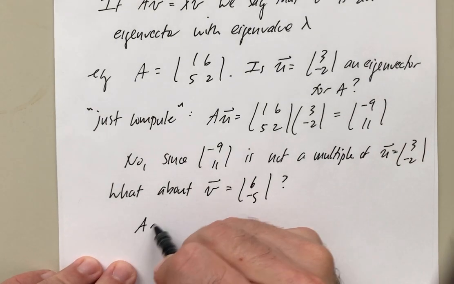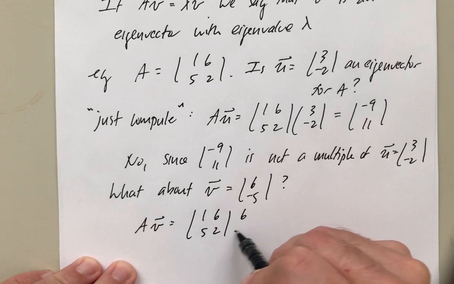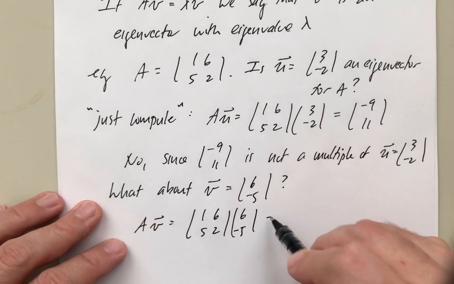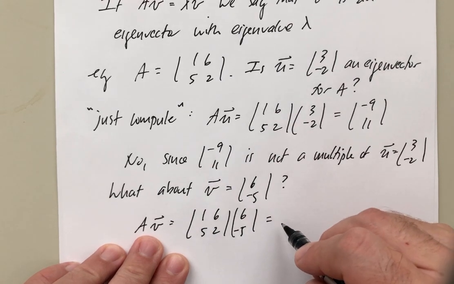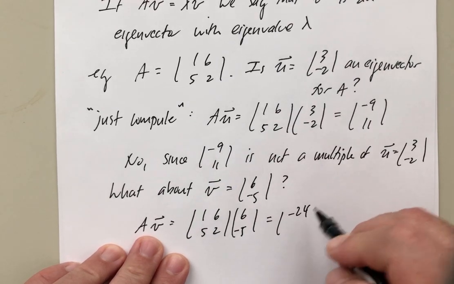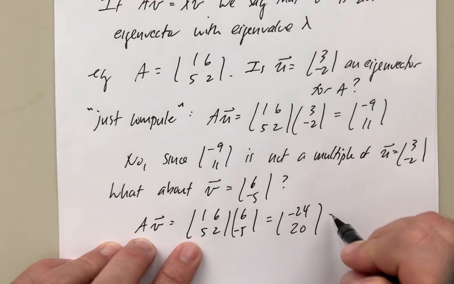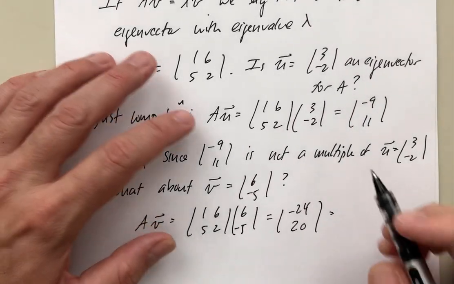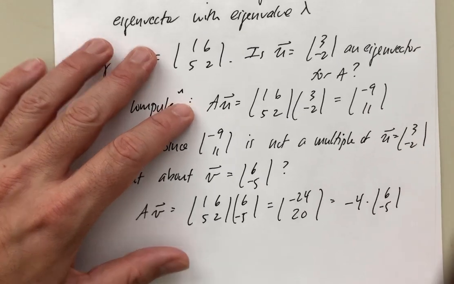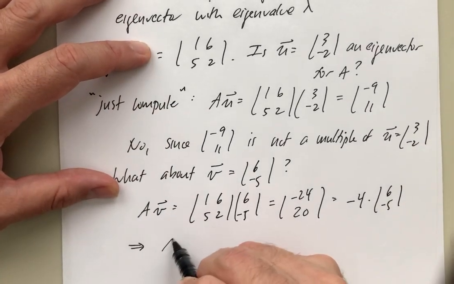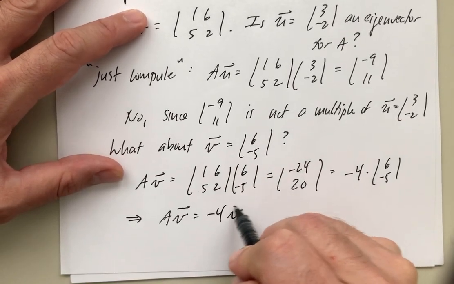Again, let's compute. We take A times V. This is [1, 6; 5, 2] times (6, -5). In this case, what I get is 6 minus 30, which is minus 24, and then 30 minus 10, which is 20. And so look at this. This actually is minus 4 times what you gave me, right? So this is telling me that A times V indeed is minus 4 times V.